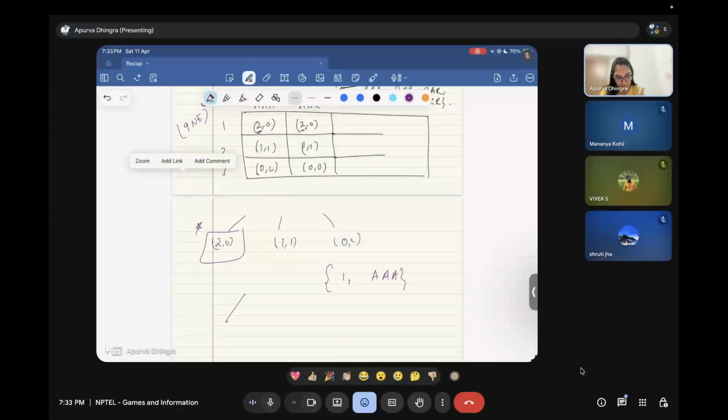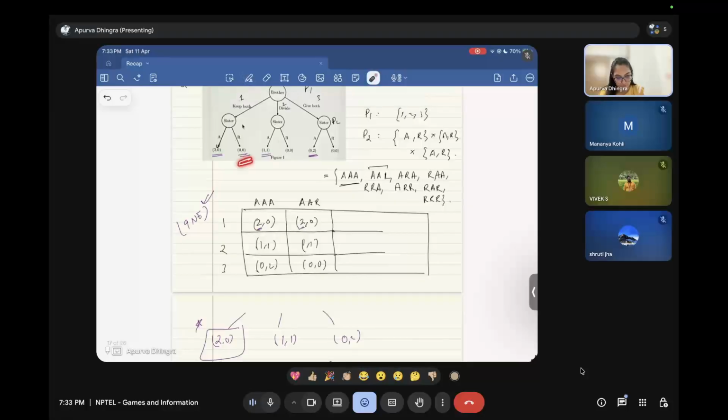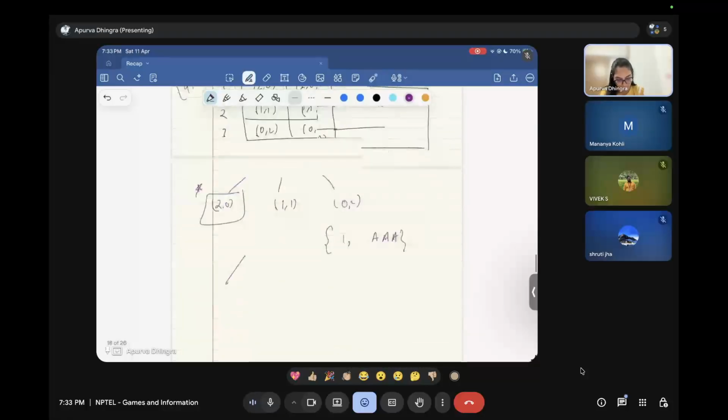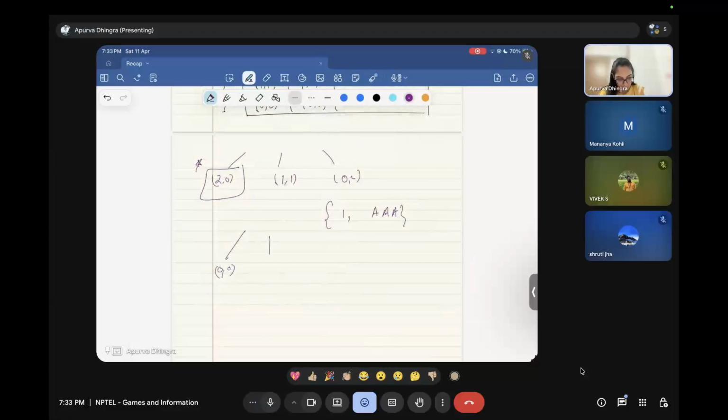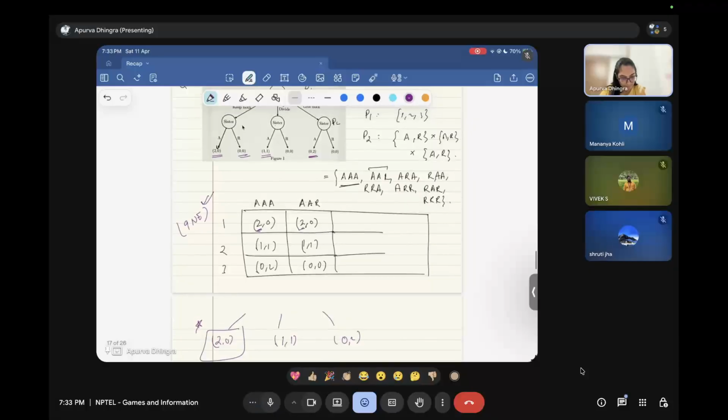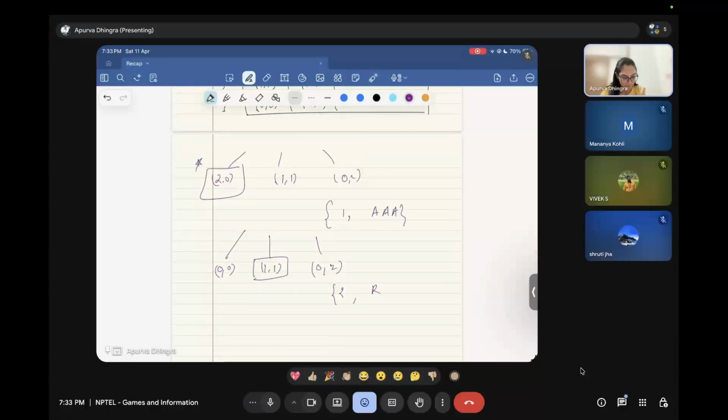If player 2 here had made the other choice, then this becomes 0 comma 0, 1 comma 1 and 0 comma 2. Then player 2 would prefer this one. That means for player 2 the strategy is 2. For player 1 the choice became RAA. So what this is doing is we get two subgame perfect Nash equilibria here.